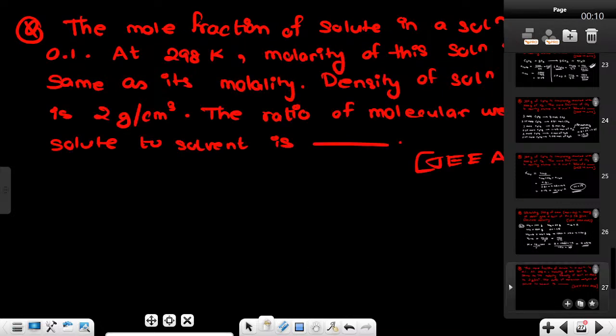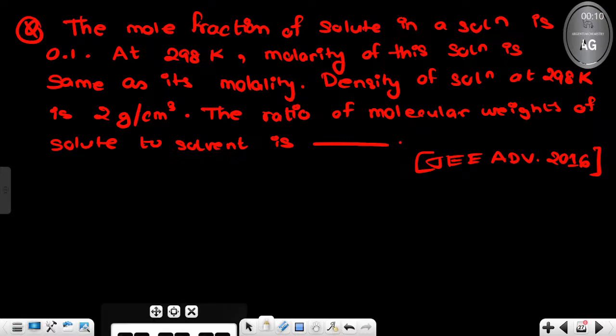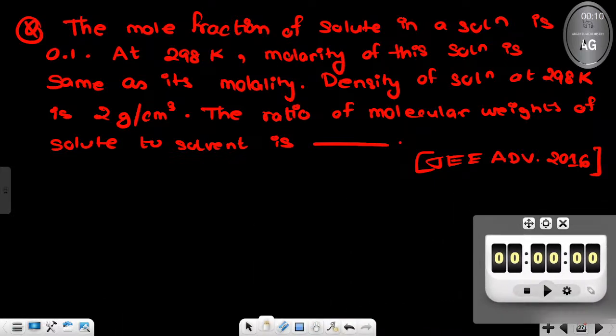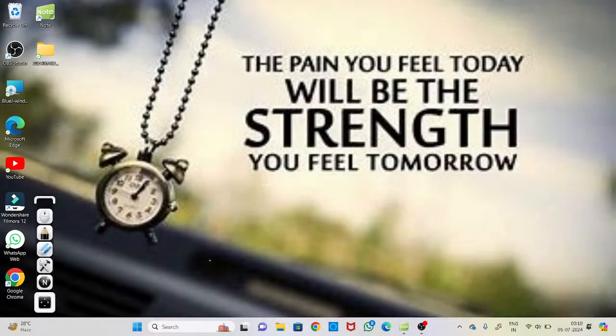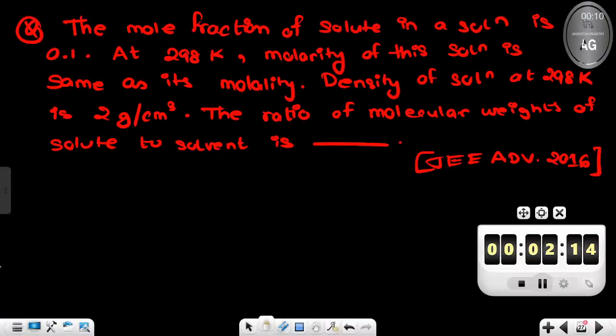Okay, let us check the next question. This is a JEE Advanced 2016 question. I will give 2.5 minutes for this because it is a little bit big one. Not that big, but you have to think a little bit. Okay, try out the question.